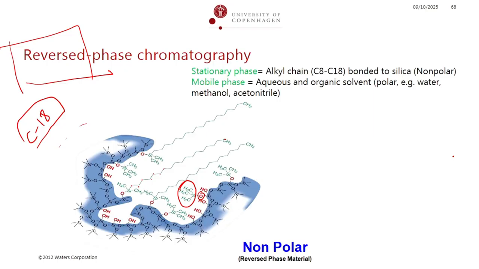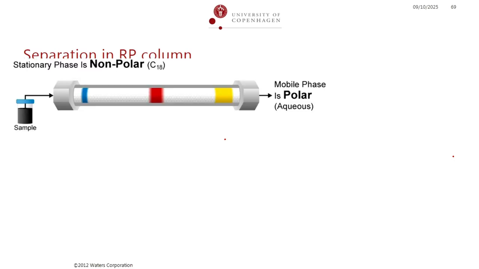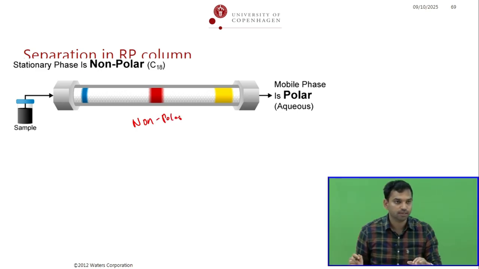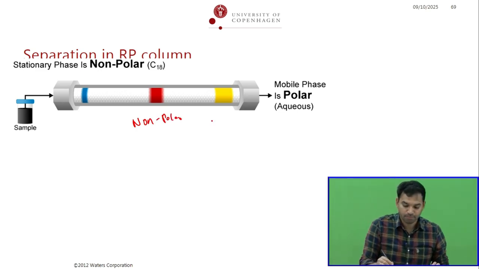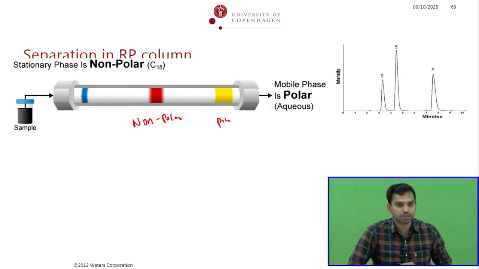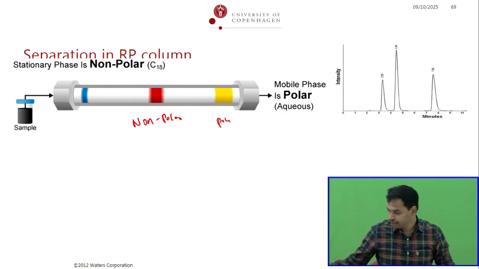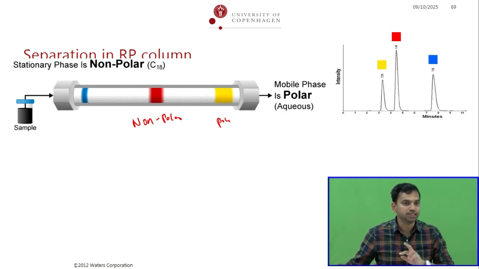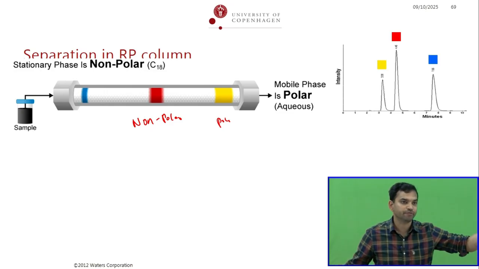Please remember, in a C18 column or any reverse phase column, the stationary phase is non-polar. Now let's move back again here. In reverse phase chromatography, the stationary phase is non-polar and the mobile phase is polar, right? Now you tell me which one is the most polar analyte here. Yellow will come first. Fantastic. It's just the opposite of normal phase chromatography.